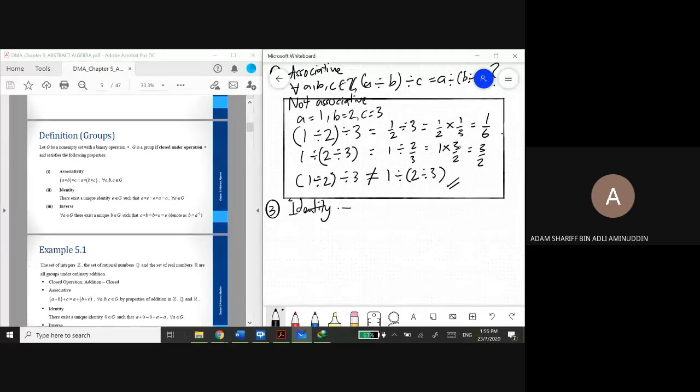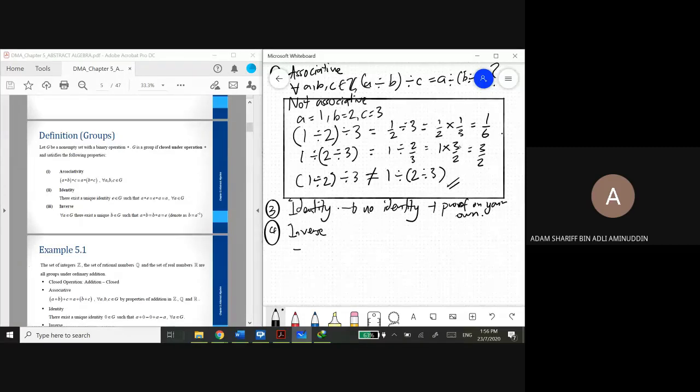I give you the answer, no identity. I want you to prove it on your own. Plus, prove it on your own. Inverse also. Okay, for inverse, I can tell you the answer. There is no identity.